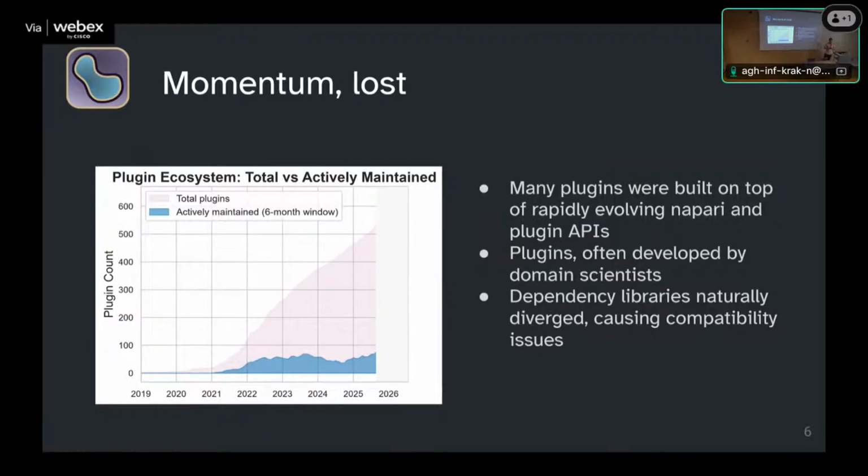Napari was quite immature at the time that the plugin infrastructure was made. And so these plugins were built on top of often rapidly evolving APIs. They sometimes had to use private internals in order to accomplish what they wanted, and if those aren't maintained, they will break over time. These plugins are often developed by domain scientists who either don't have the expertise or the time, or move on in their career and don't continue to maintain plugins. And then dependency libraries actually became a big issue for us as we transitioned from Python 3.7 to 3.9 and 3.10 support to now these more modern Pythons and the many packages that have evolved.